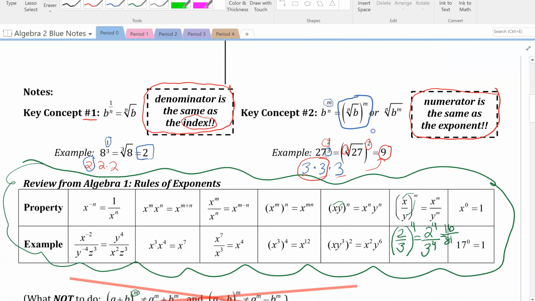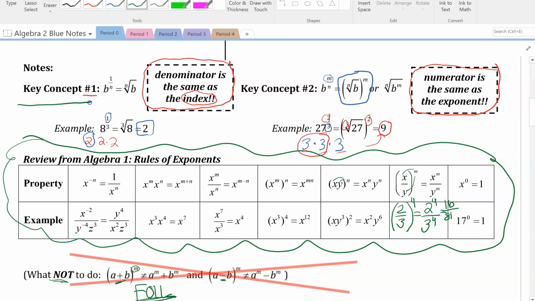Just a quick review from yesterday, the key concepts. First key concept is that when you raise a number to a fractional exponent, a rational exponent, the denominator is the index. So 1 over n power means nth root. The second key concept is when you raise something to a rational exponent, a fraction exponent, where the numerator isn't 1, then the numerator is the same as the exponent. It's whatever you raise the base to. It's how many times you multiply that base to itself. So the denominator is the root or the index, and the numerator is the power or the exponent.